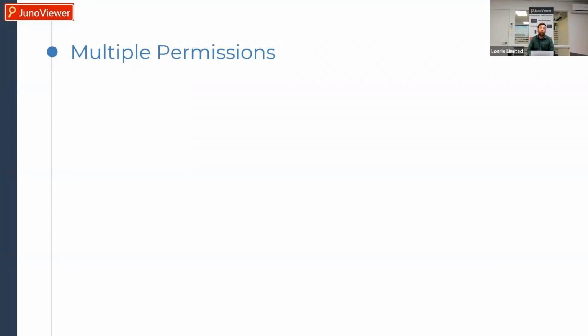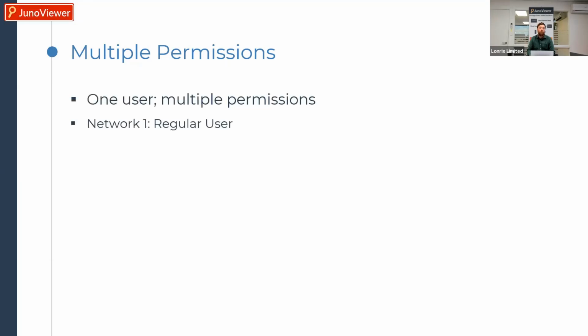Now, it is possible for one user to have different permission levels on different networks within their account. For example, on network 1, you may be a regular user. On a second network for which you're responsible to manage, you may be a network administrator. And on a third network, you may again be a regular user. In this case, you would see all pages which the network administrator can access. However, when you select a network on which you have only regular user access, certain elements of that page may be hidden.